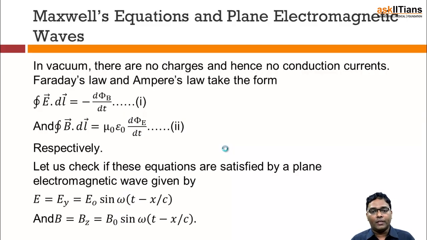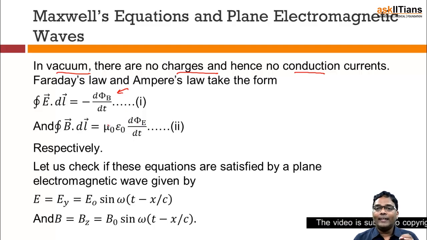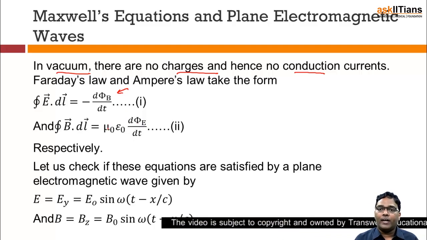Let's go further from here. So what exactly are Maxwell's equations? We have already written them down. We know that when we are in vacuum, there are no single charges and therefore there are no conduction currents. So Faraday's law and Ampere's law take the form of the closed integral of E dot dl, which is equals to minus d phi b by dt.